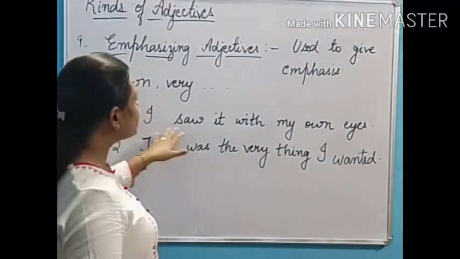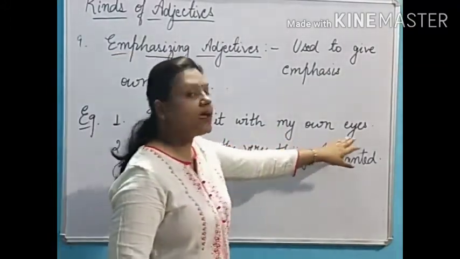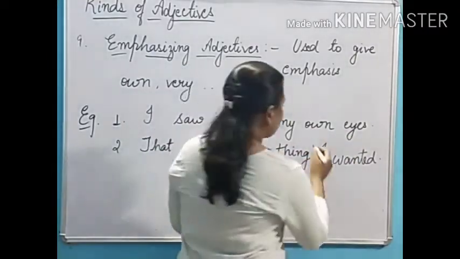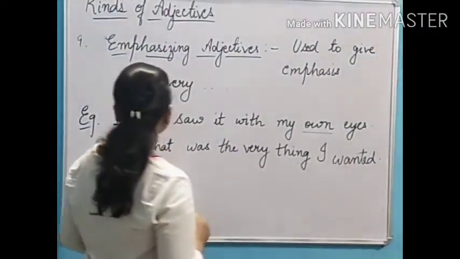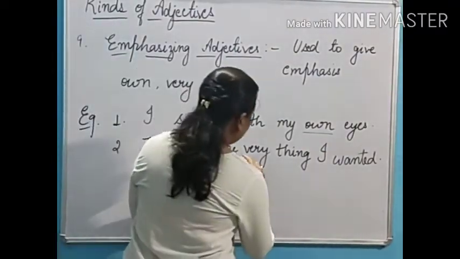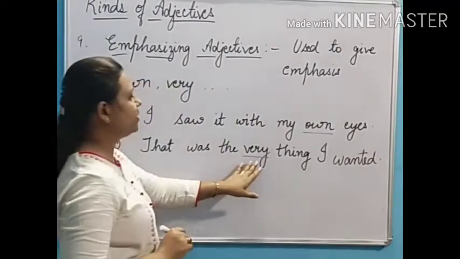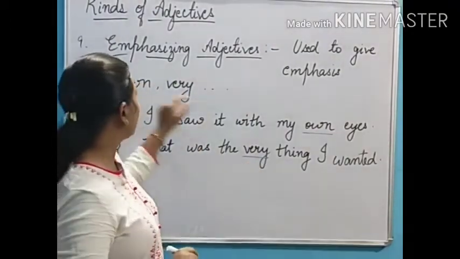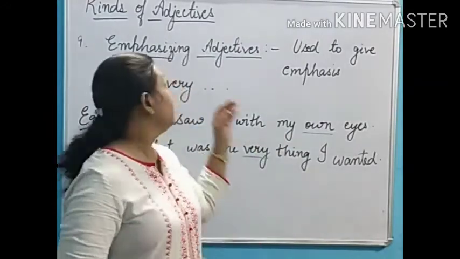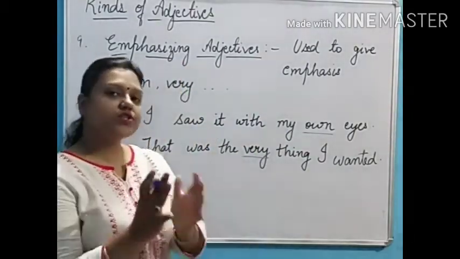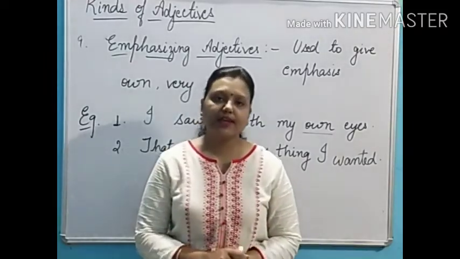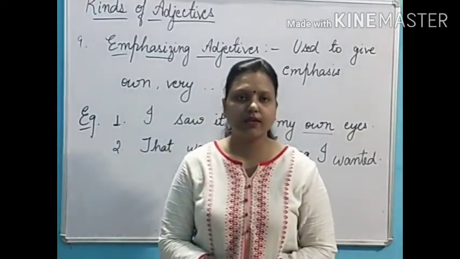Like if I say, I saw it with my own eyes. Maine apni aankhon se dekha. Theek hai? So this own is an emphasizing adjective here. That was the very thing I wanted. Again, for the emphasis, the word very has been used. So, own, very, actual, these all are emphasizing adjectives which are used to give emphasis in a sentence. So, these were the various kinds of adjectives which we did right now.